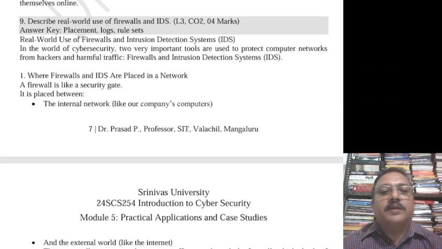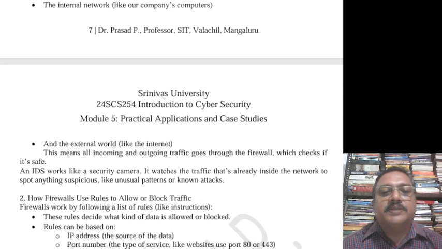Now, what are the real world uses of firewalls and intrusion detection systems, IDS? Where are firewalls and IDS placed? A firewall is like a security gate. It is placed between the company's computers and the internet, or the internal network and the external world, which means all incoming and outgoing traffic goes through the firewall, which will check whether it is safe or not. Vehicle means the data, the packets coming in, and the firewall will check if they are safe.